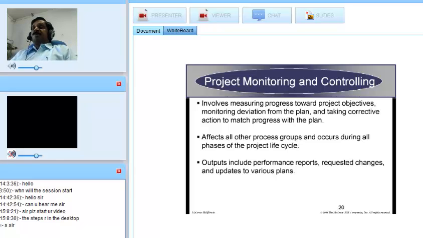So it is very essential that as an effective and efficient project manager, there has to be a continuous monitoring and controlling mechanism. And what are the outputs here? The output could be in terms of performance report, because you may have to send performance report to your higher ups on the progress status report, on the requested changes.